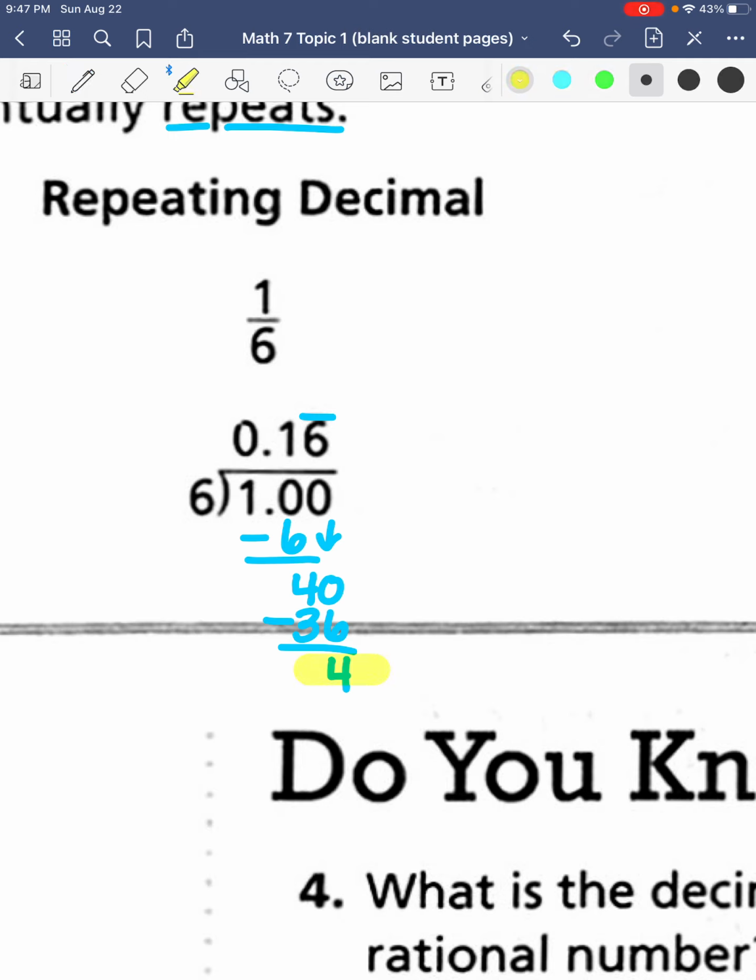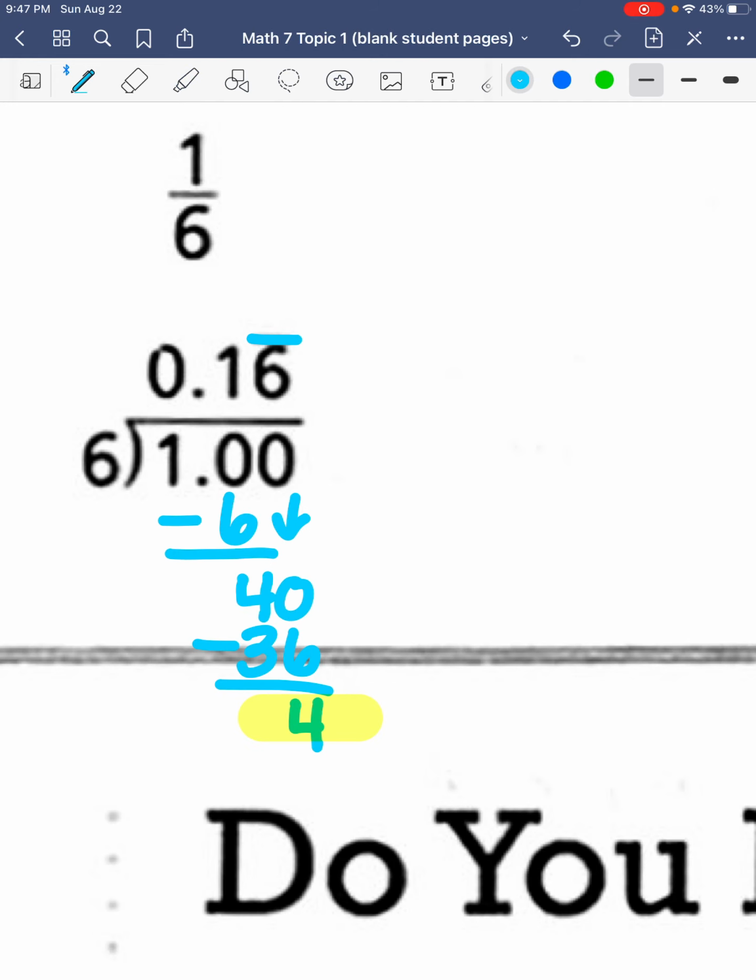So even if I were to add another 0 and bring it down, I'd be back at 40. How many times does 6 go into 40? Well, 6 times. So that 6 is going to keep repeating. And that's why I represent that 6 with a line over that 6. So 1/6 is equivalent to 0.16 repeating.